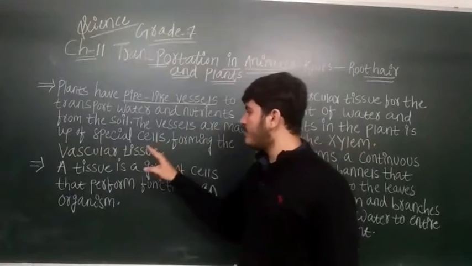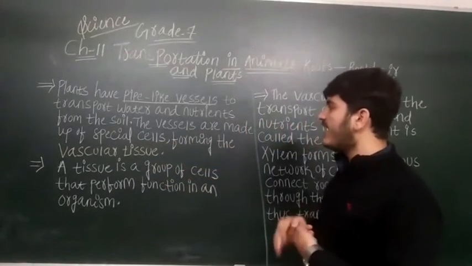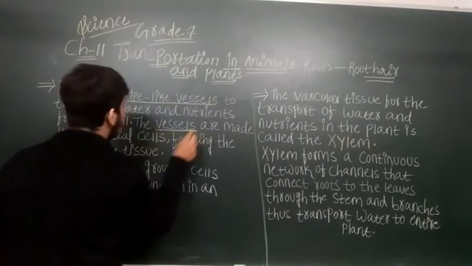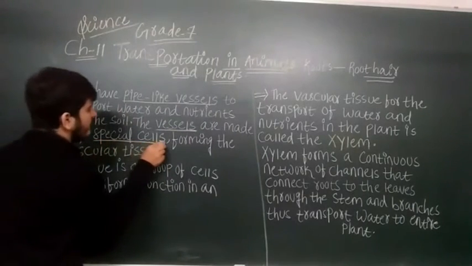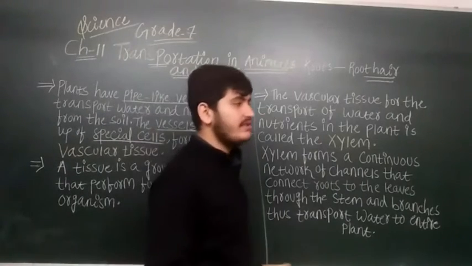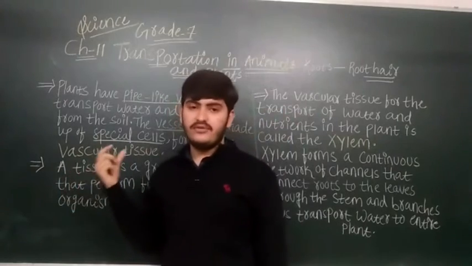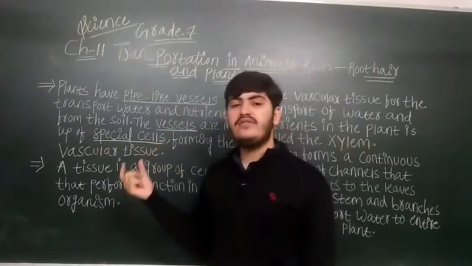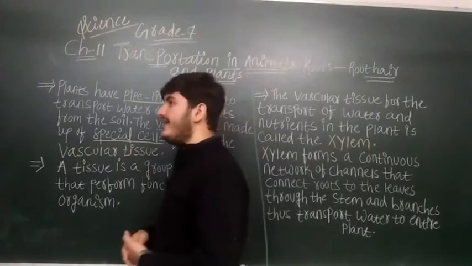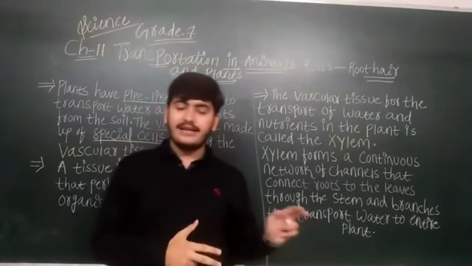The vessels are made up of special cells forming the vascular tissue. Now what are these vessels made up of? What are these vessels made of? These vessels are made up of special cells. I have explained to you that cells are very important for all living organisms, and these are the functional unit of an organism, because they do many important functions for our body that we have studied in the part 2 and 3rd video.